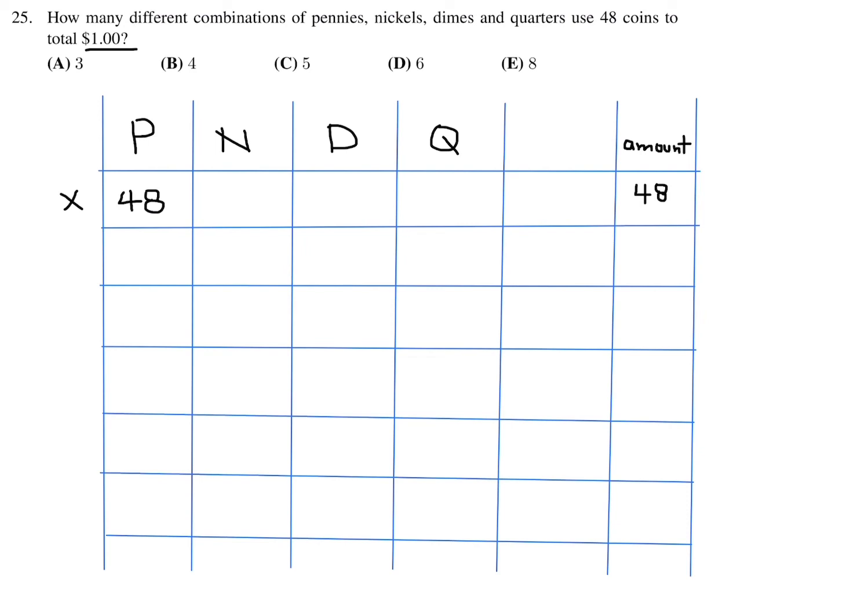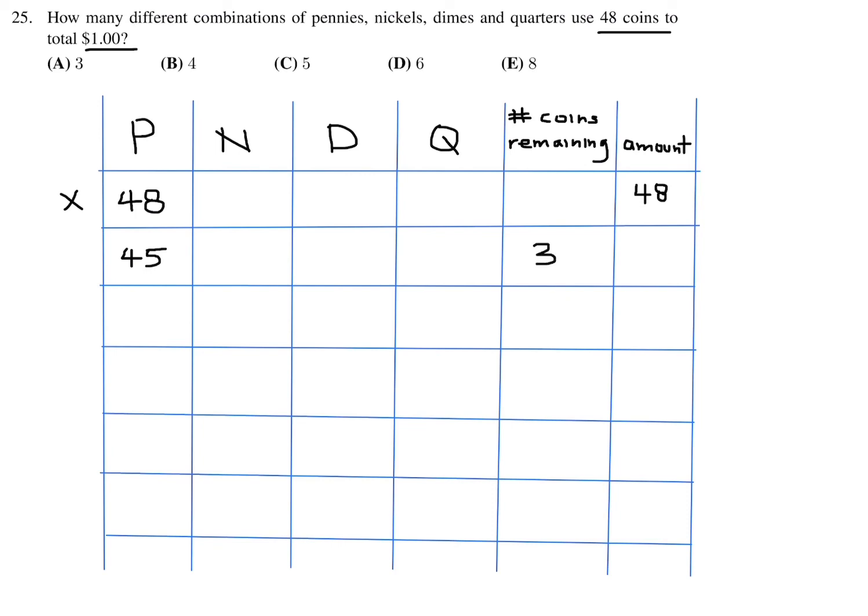One thing I immediately noticed, though, is that when I choose the number of pennies, I've got to choose a value that makes me get a number that's divisible by 5, because that's the only way I can get the remainder to add up using nickels, dimes, and quarters, because nickels are 5s, dimes are 10s, and quarters are 25s. So 45, let's see what happens. If I have 45 pennies, how many coins are remaining? Well, 48 coins is what we have to use. I've already used 45 of them as pennies, so 3 coins are remaining.